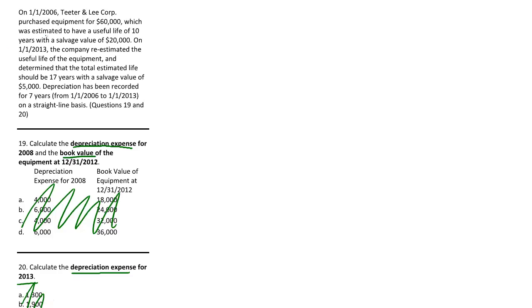We purchased equipment for $60,000 with an estimated useful life of 10 years and a salvage value of $20,000. The company re-estimated the useful life of the equipment to determine the total estimated life should be 17 years with a salvage value of $5,000. Depreciation has been recorded for 7 years on a straight line basis. Okay, so we need to figure out, first of all, what these expenses are and how much we've used up.